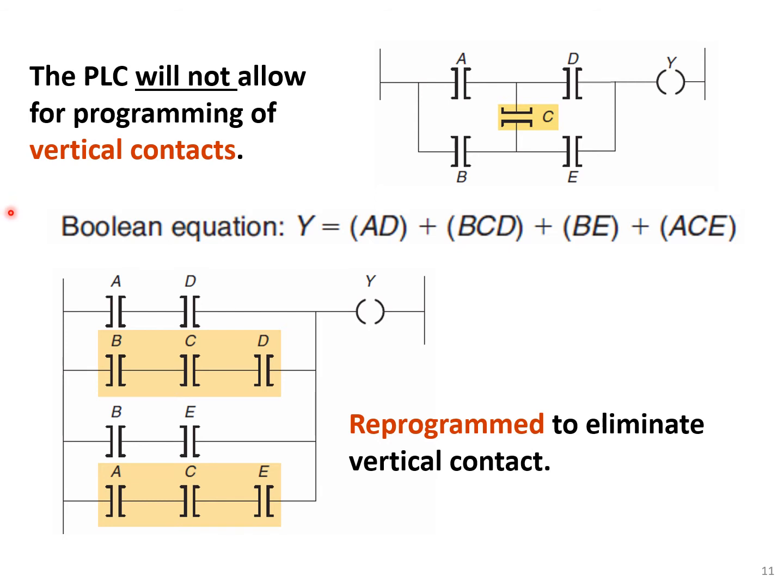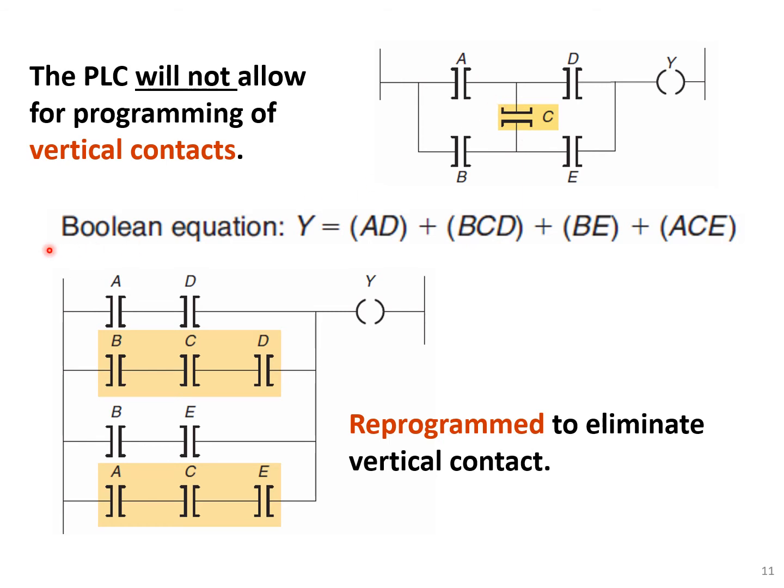The PLC will not allow for programming of vertical contacts. So here we cannot program a ladder logic diagram like this. We cannot have a C in the vertical path. This is not allowed, but we need to find the equivalent one.